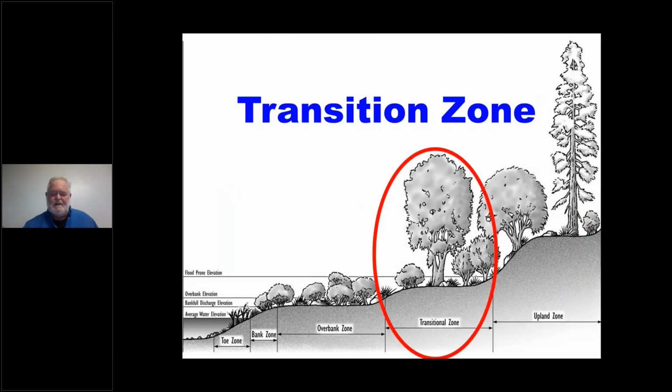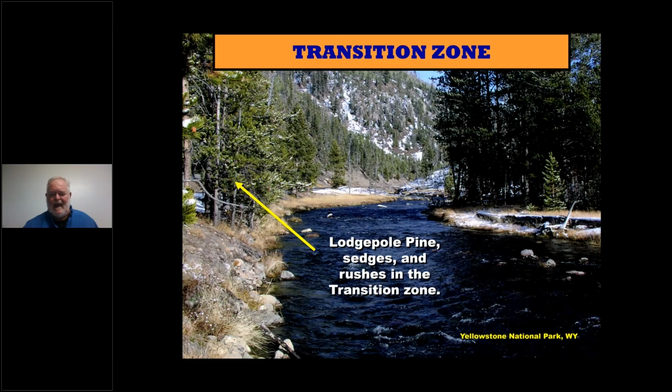Transition zone, this is basically going from water to dry. And this is the zone where you're going to typically have more trees. Here is your floodplain right over here. And then this is the transition zone.